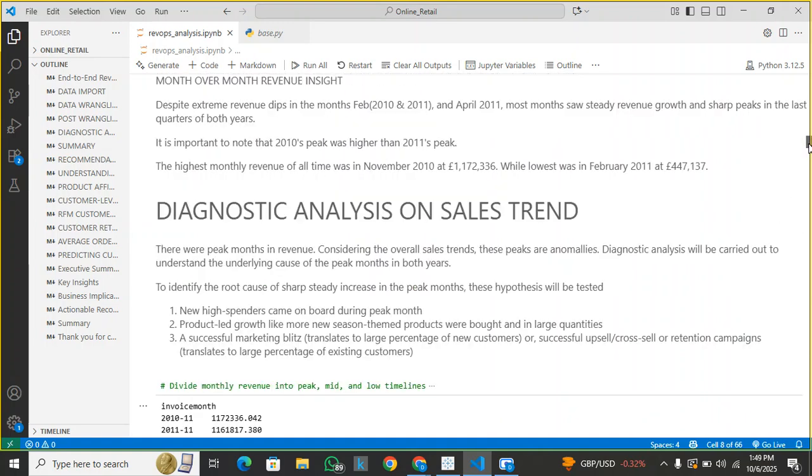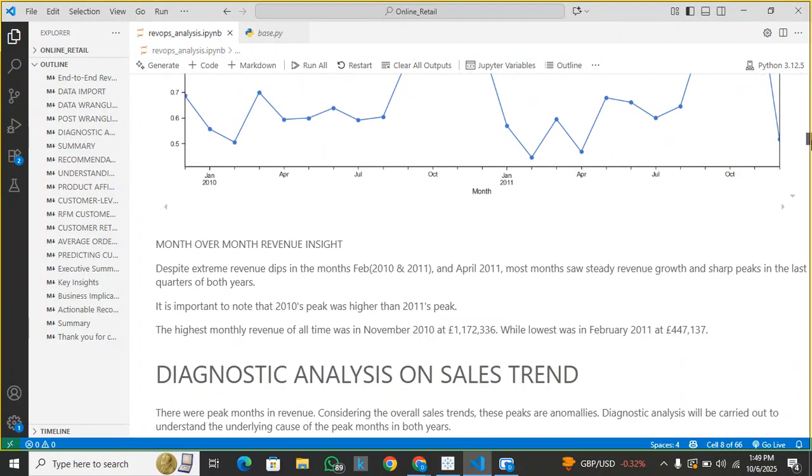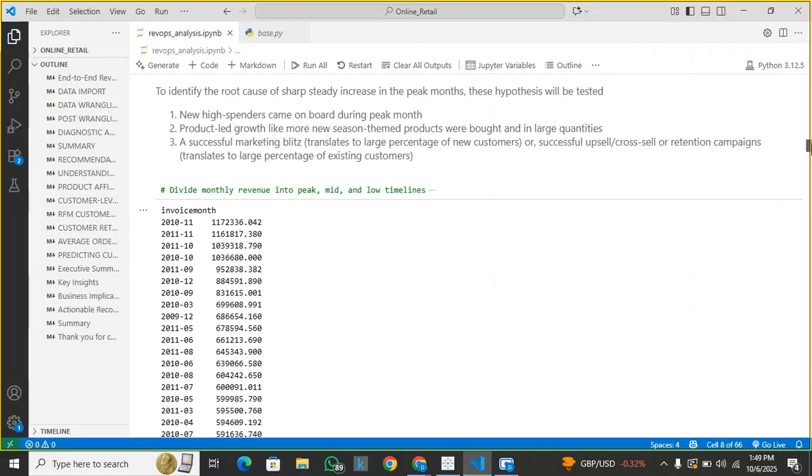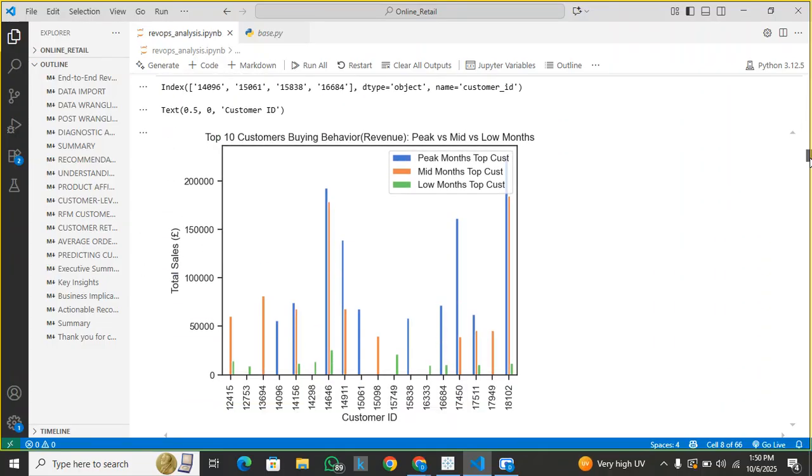Then, to further explain this revenue trend, in November 2010, we saw the highest revenue in a month at 1.1 million pounds, and the lowest in February 2011 at 447,000 pounds. Now, this is a tabular breakdown of all the transactions per month, all of the revenue per month, rather.